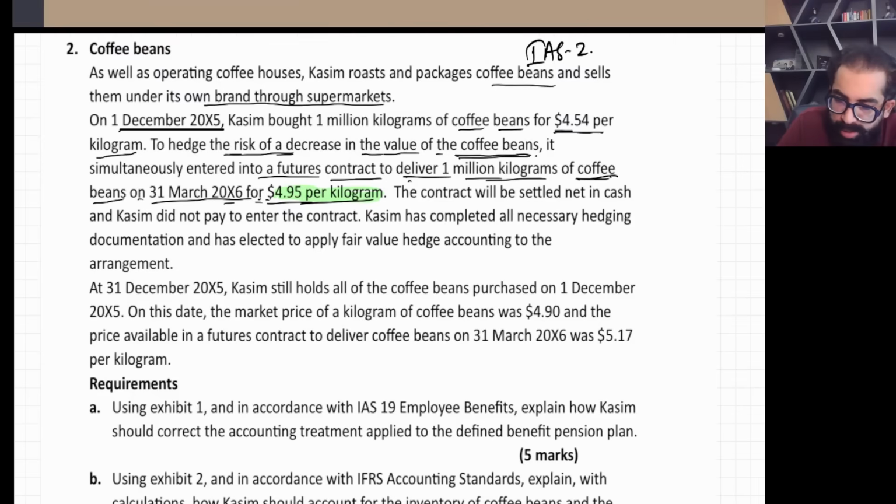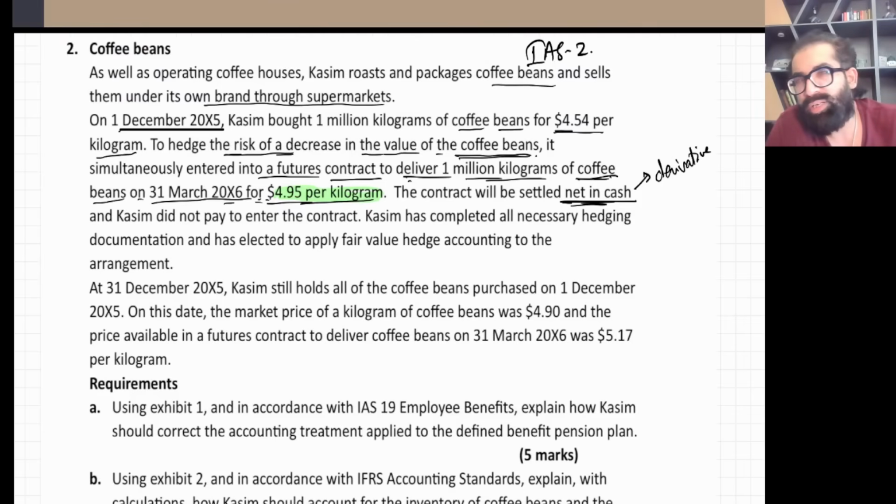Now the contract will be settled net in cash. Net in cash, see, this is the hint. It's a derivative. Now you already know that hedging instruments are normally derivatives. And Qasim did not pay to enter the contract, so no premium is initially paid for signing this derivative contract. So the initial value of this derivative contract is 0.